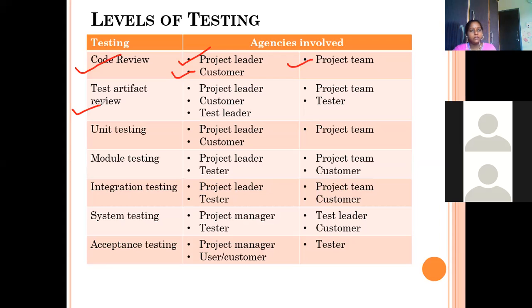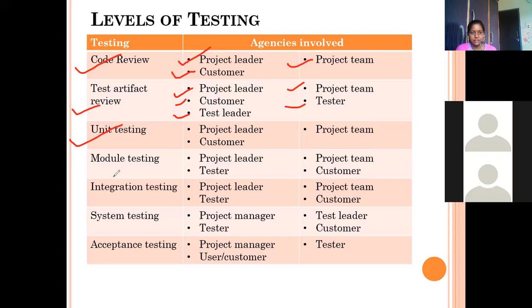Then test artifact review. So whatever I just now told you, different units, different modules which are ready now, those will be tested. The task will be done by agencies like the project leader, then your project team, customer, tester, and test leader. So these are the agencies involved in this particular activity.